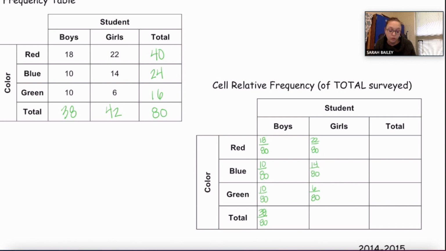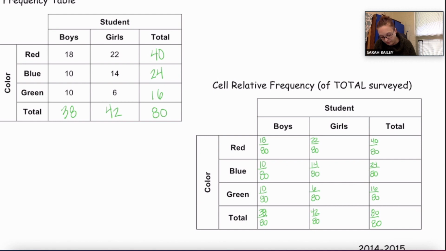There were 42 girls surveyed. So I'm going to write 42 out of 80. The total number of students that preferred red was 40 students, so that's 40 out of 80. The total number that liked blue was 24, so I'm going to write 24 out of 80. And the total that liked green was 16, so 16 out of 80. And then for my total of the totals, that would be 80 out of 80.